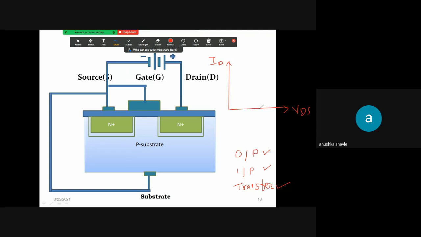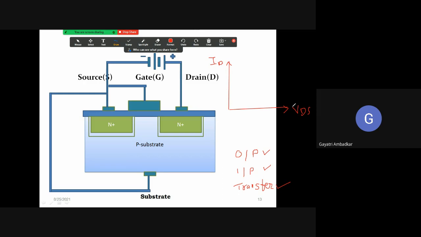Yes, ma'am. Now, first of all, I want to observe the relation between ID and VDS. But there is one more thing: ID changes when you make VDS more positive, of course your drain current will be higher. But who is the controller? Gate is the controller. Therefore, ID is dependent on gate voltage as well as on VDS, the drain to source voltage. So I have to keep one thing constant, and then I will observe the relation between the two.